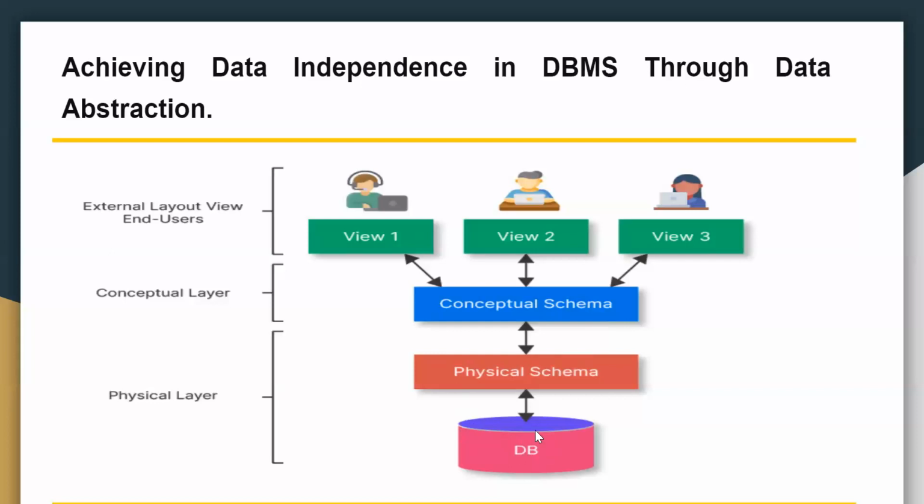Between the database and the physical schema, we call it the physical layer. The physical schema and conceptual schema together we call the conceptual layer, and between the conceptual schema and the viewers, we call it the external layer, the view and user.